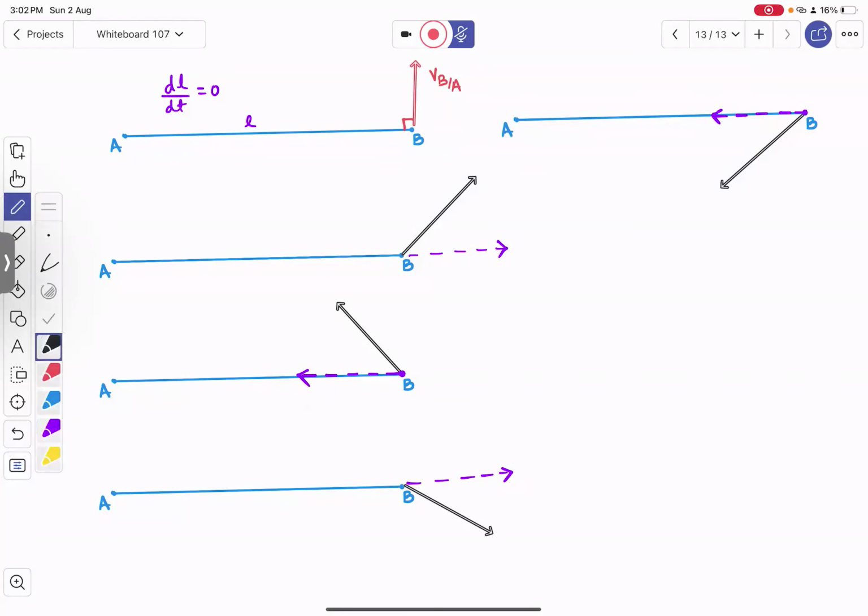So maybe I'll give some values also. Suppose this angle is phi. This angle is alpha. This angle is theta. And this angle is maybe again alpha. So can you write what dr by dt will be, if the relative velocity of B is of magnitude V?